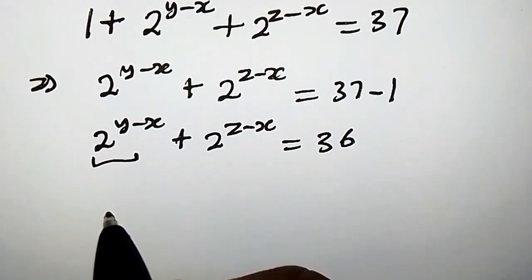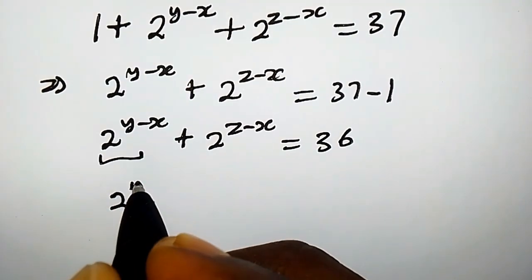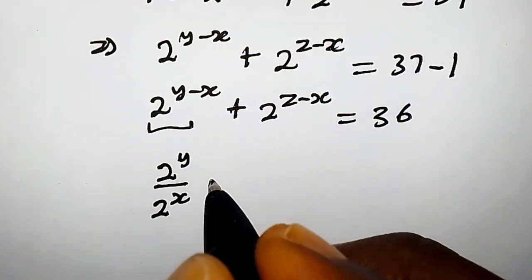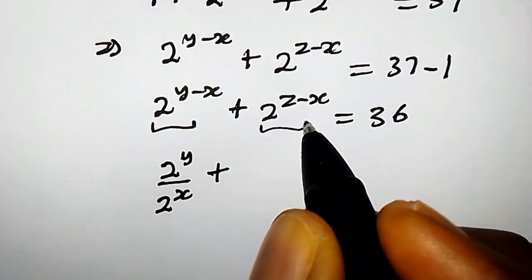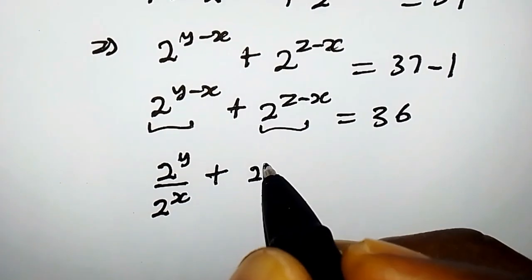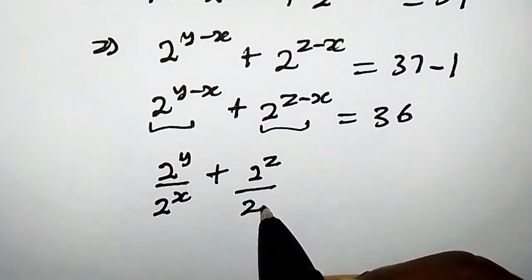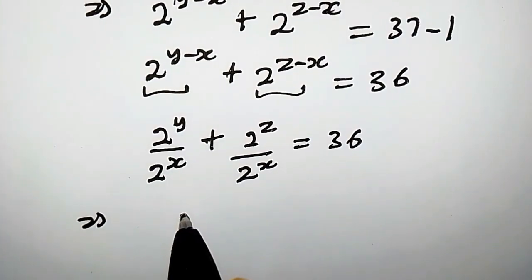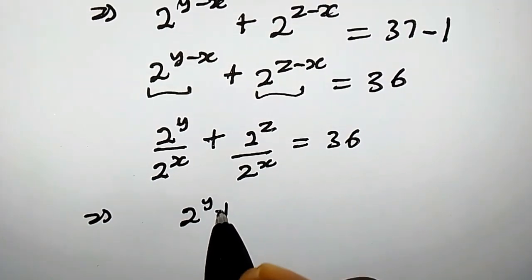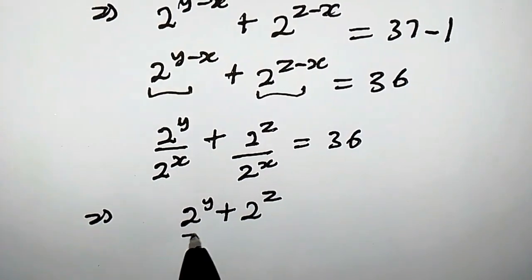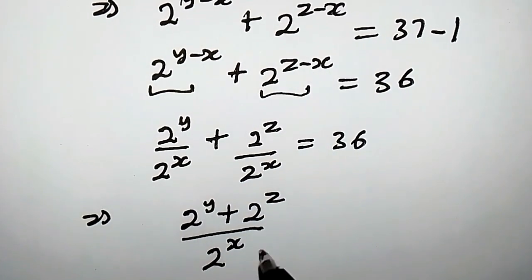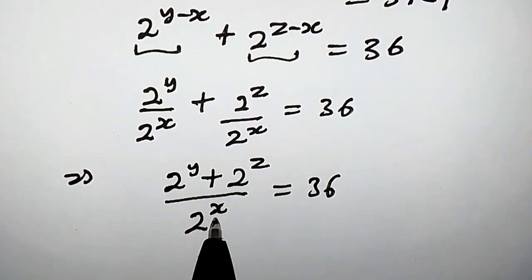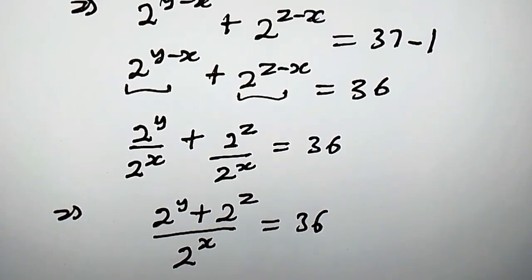This is the same thing as 2 to the power of y over 2 to the power of x plus, likewise, this is the same thing as 2 to the power of z over 2 to the power of x, equals 36. This implies that we have 2 to the power of y plus 2 to the power of z, over 2 to the power of x, equals 36. What is 2 to the power of x? We already have it.